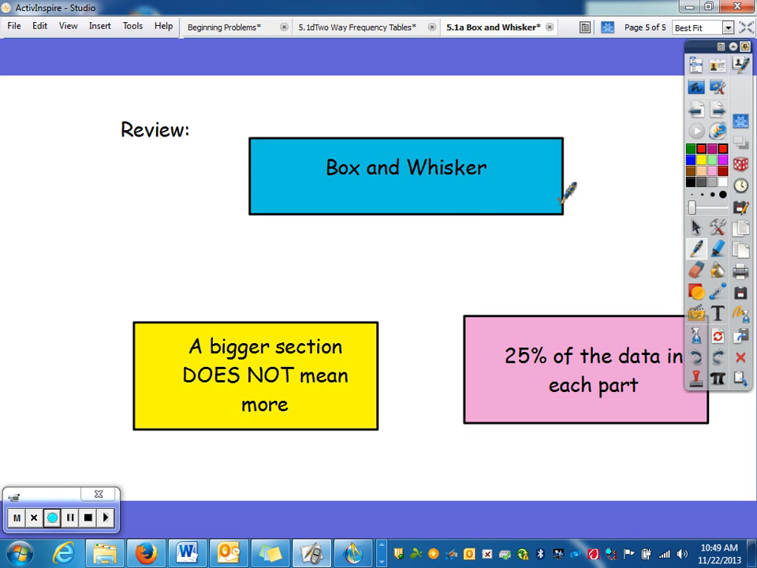So that concludes the box and whisker plot. Again, the big point I want to make across is that the bigger section does not mean more data in it. It just means they're more spread out. And again, there's 25% of each data in each part.